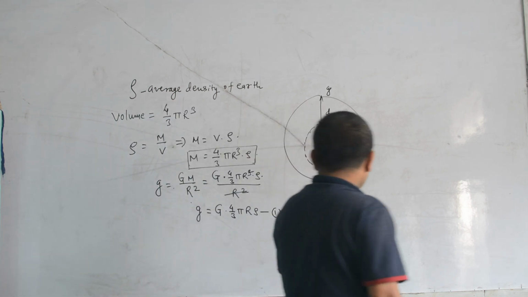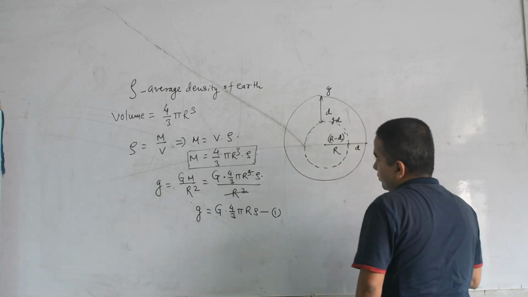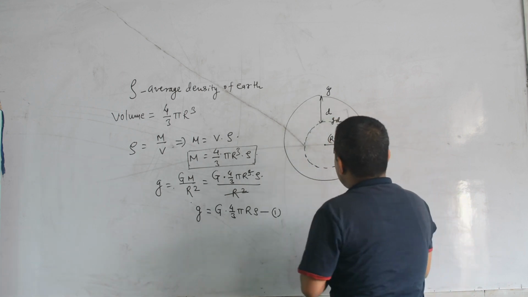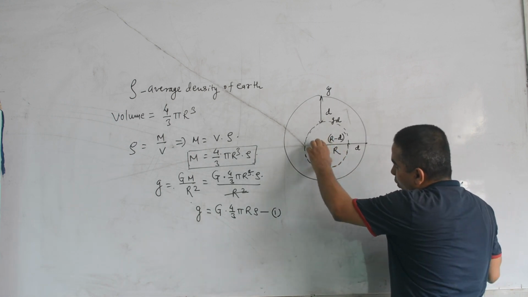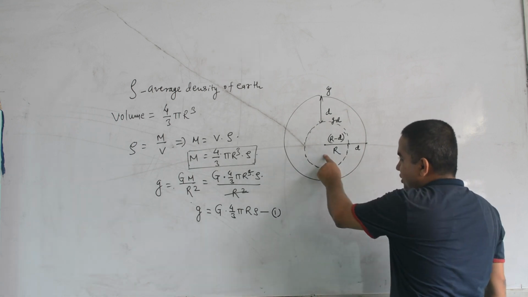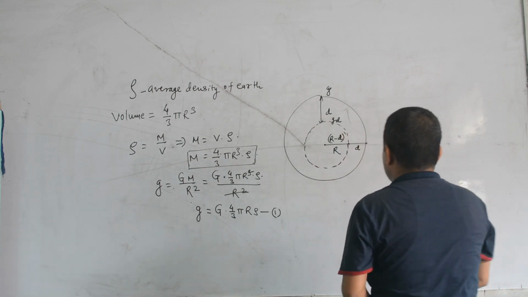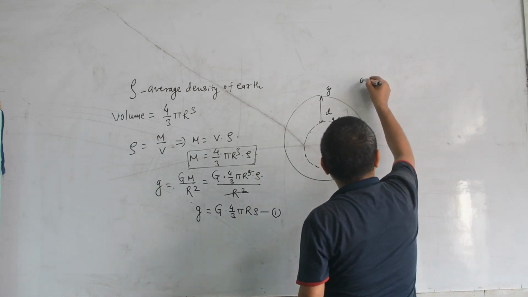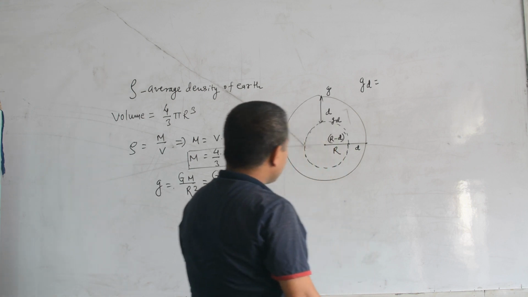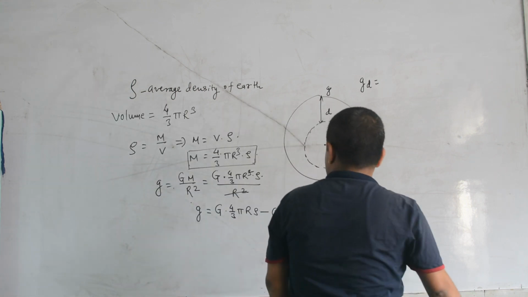Now what I am going to do? What will be the value of acceleration due to gravity, gd? I cannot write down the value here in terms of mass. Why can I not write? Because I don't know what is the mass of this sphere. But I know the average density of the sphere is equal to the density of the earth. So it is better for me to write acceleration due to gravity at the depth d in terms of density. So how can I do that?